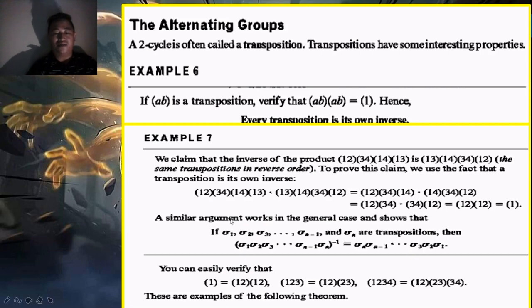These are examples of the following theorem. They are equivalent. Start with the first pair 1, 2, then close the parentheses, then the next pair 2, 3 in parentheses. For 1, 2, 3, 4, the first pair is 1, 2, close. Then 2, 3 is the next pair, and then 3, 4. It goes by pairs. Notice that 2 and 3 keep repeating here.